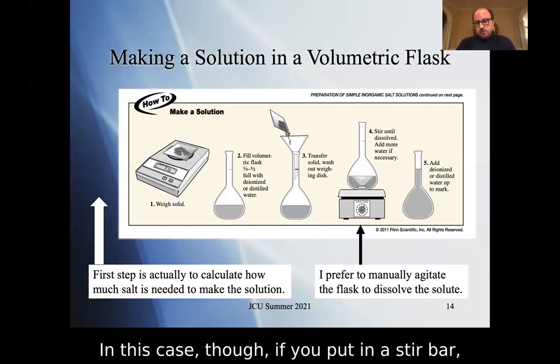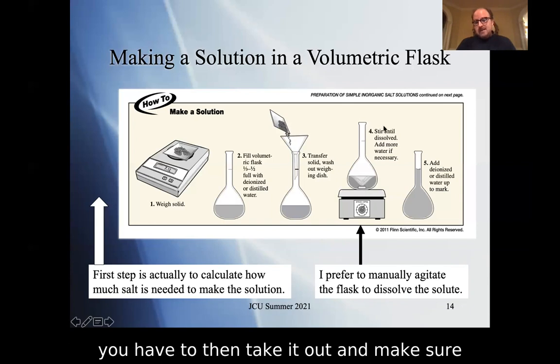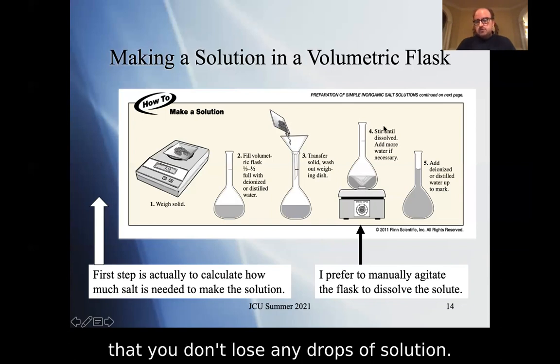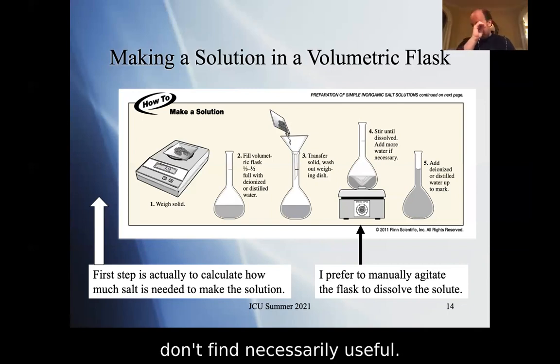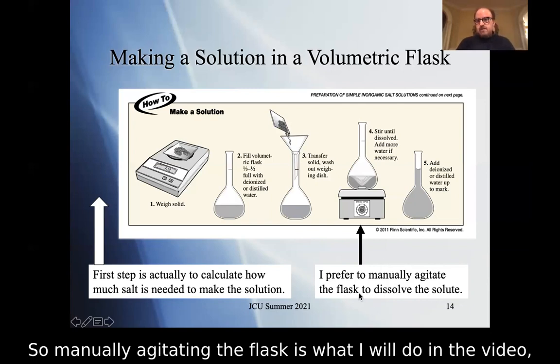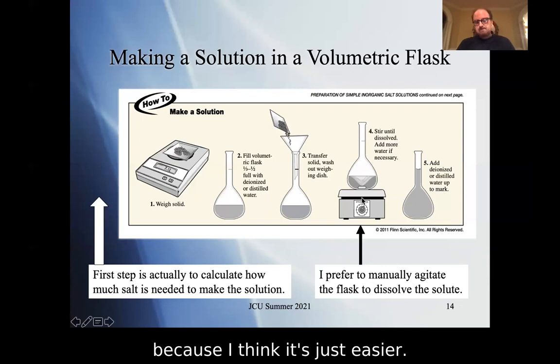In this case, though, if you put in a stir bar, you have to then take it out and make sure that you don't lose any drops of solution. So it's just an extra step that I don't find necessarily useful. So manually agitating the flask is what I will do in the video because I think it's just easier.